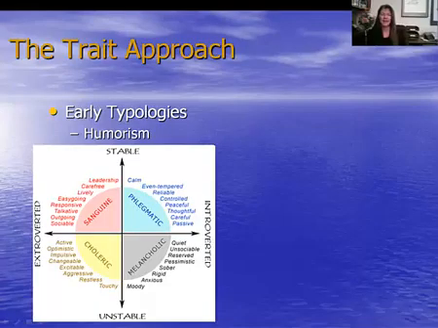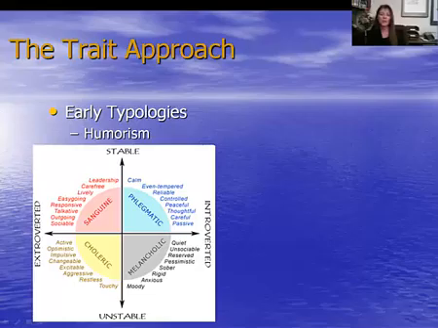Humorism. So the idea here was that perhaps different personality types were determined by differences in levels of the body humors. In other words, the body fluids. After the methodological revolution, it became clear that there's no research supporting this theory.